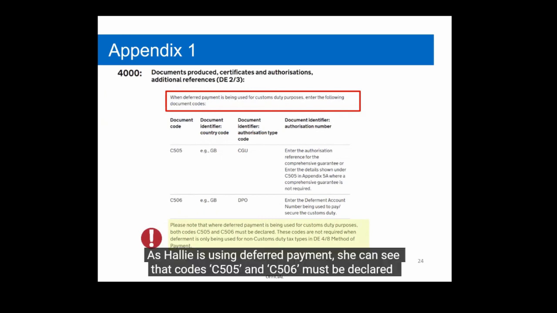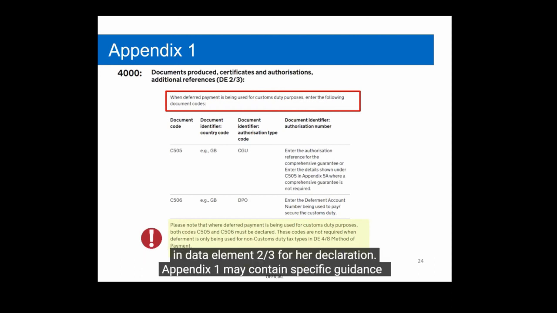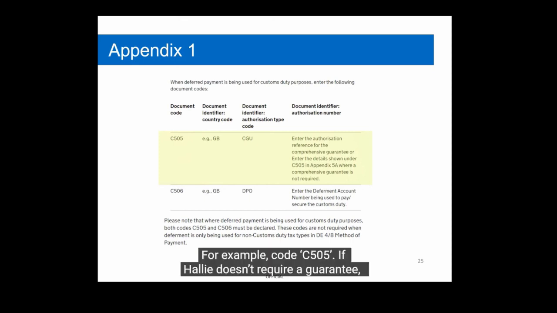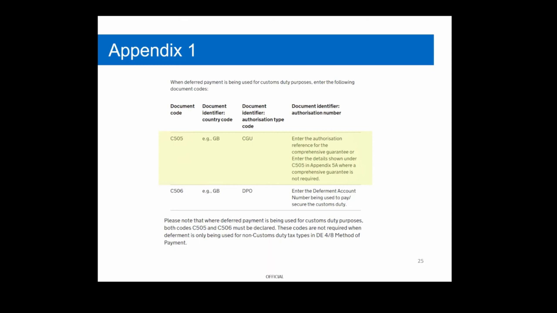As Hallie is using deferred payment, she can see that codes C505 and C506 must be declared in data element 2.3 for her declaration. Appendix 1 may contain specific guidance concerning the information to be declared in data element 2.3. For example, code C505. If Hallie doesn't require a guarantee, then she will need to consult Appendix 5A to find out the exact wording to be used.